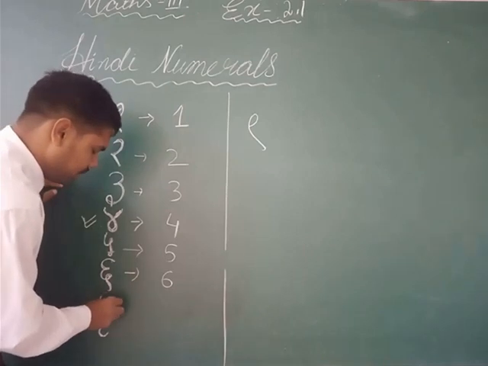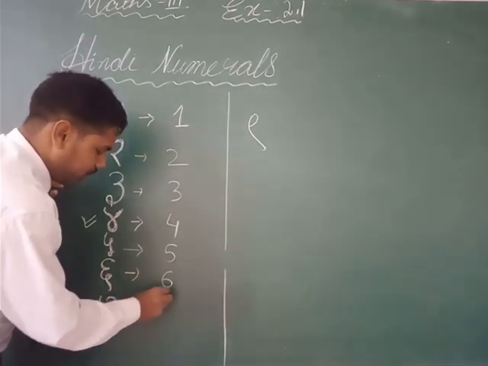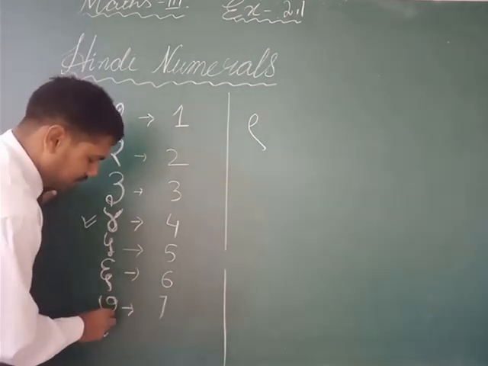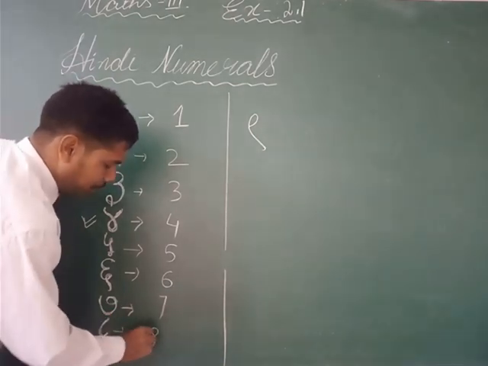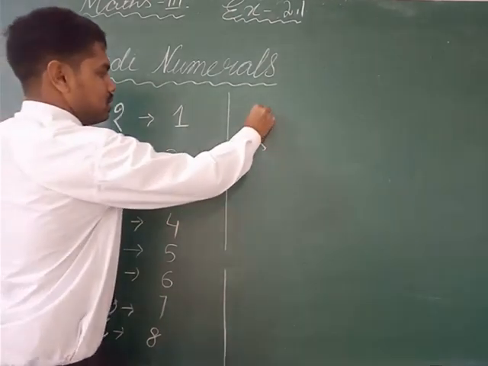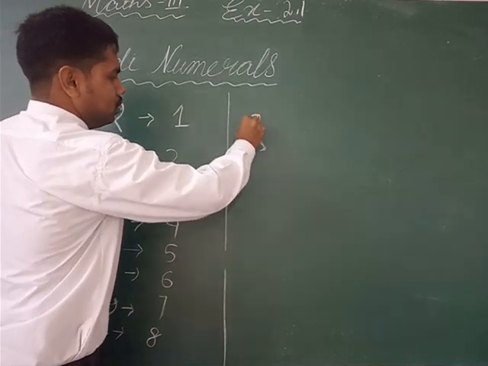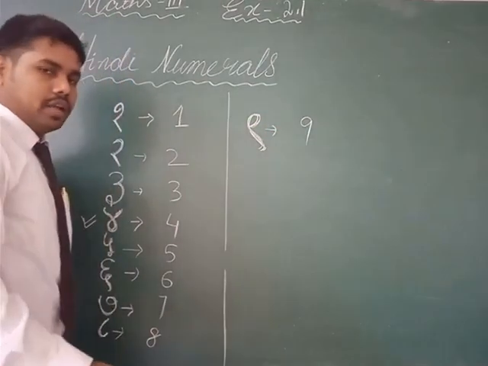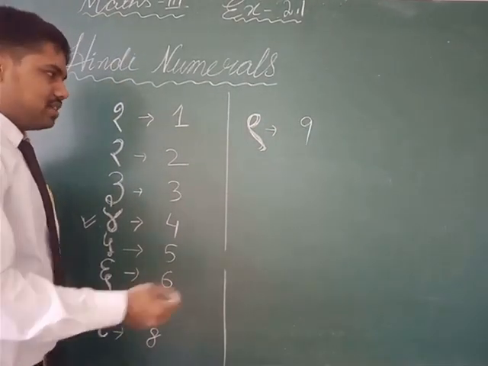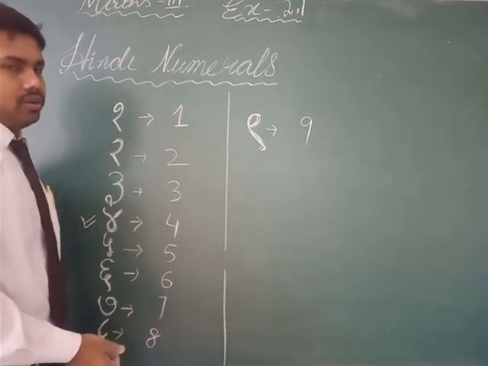7 is also different, which you need to keep in mind. This is how you can write 7, and then 8 is also different, which you need to keep in mind. So this is how up to 9. 9 is like this. Up to 9 you have to learn how to write the numbers in numerals. Okay, 0 is like 0 only, so nothing to worry about that.